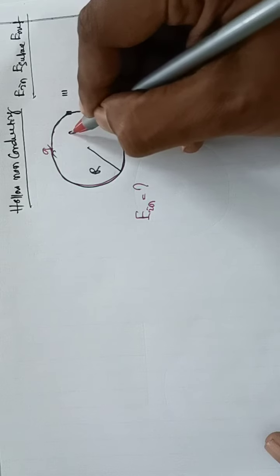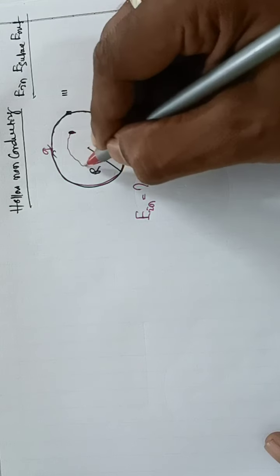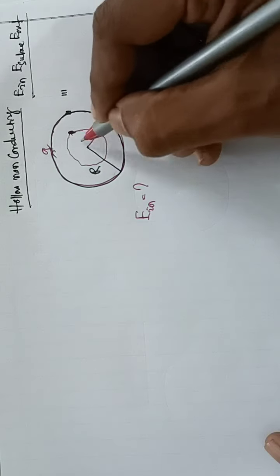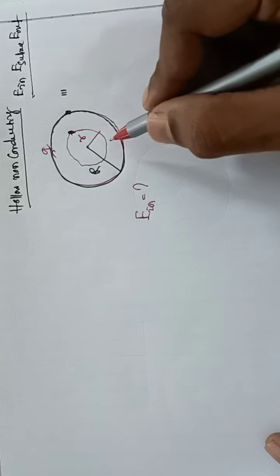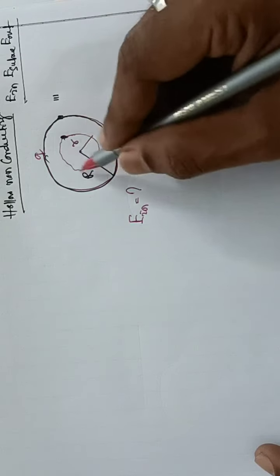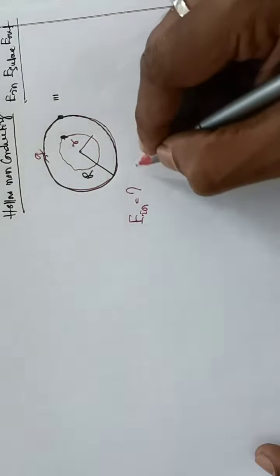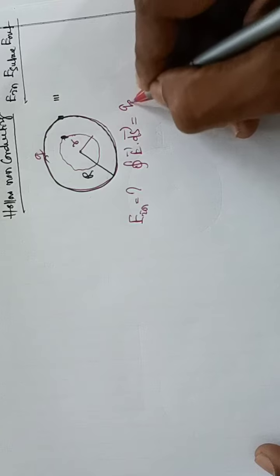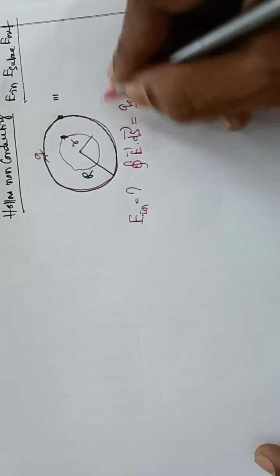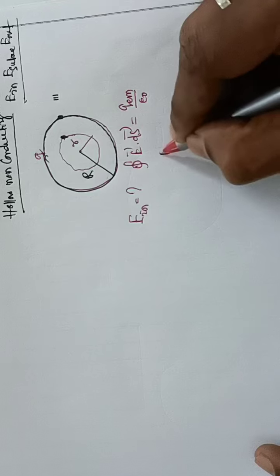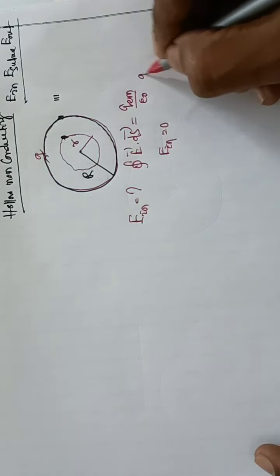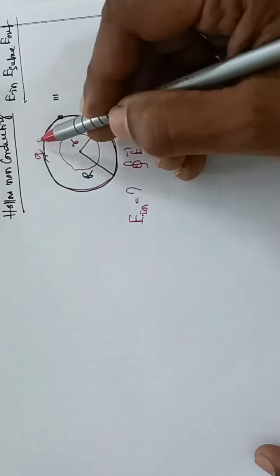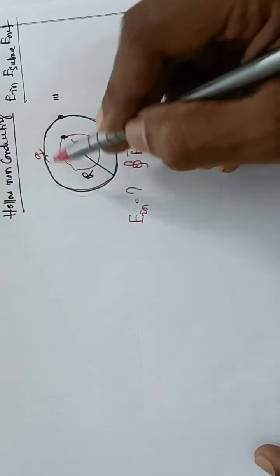I will choose a point, and that point must be enclosed by a Gaussian sphere. I enclose it, and say the radius is r. But within this Gaussian sphere there is no charge enclosed. If I write my Gauss law, E dot ds equals Q enclosed by epsilon naught, but the charge enclosed in this section is 0. That's why the net electric field inside is 0, because Q enclosed is 0.